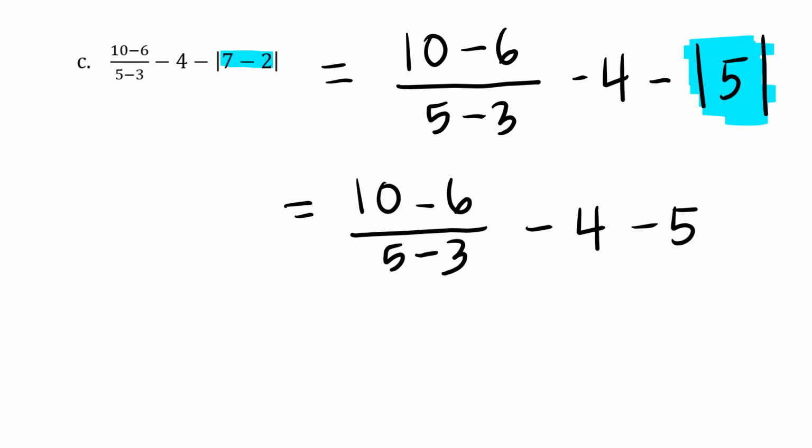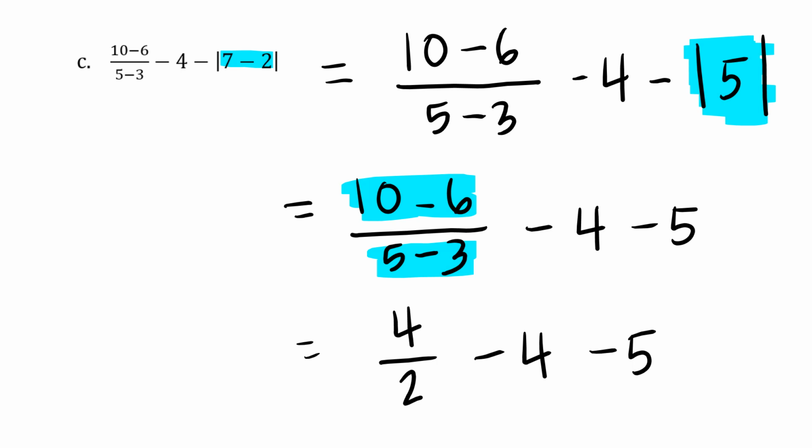I haven't done anything else. Everything else has remained the same. But now I am going to simplify the numerator and denominator of that fraction. 10 minus 6 is 4. 5 minus 3 is 2. So we've got 4 over 2 minus 4 minus 5.